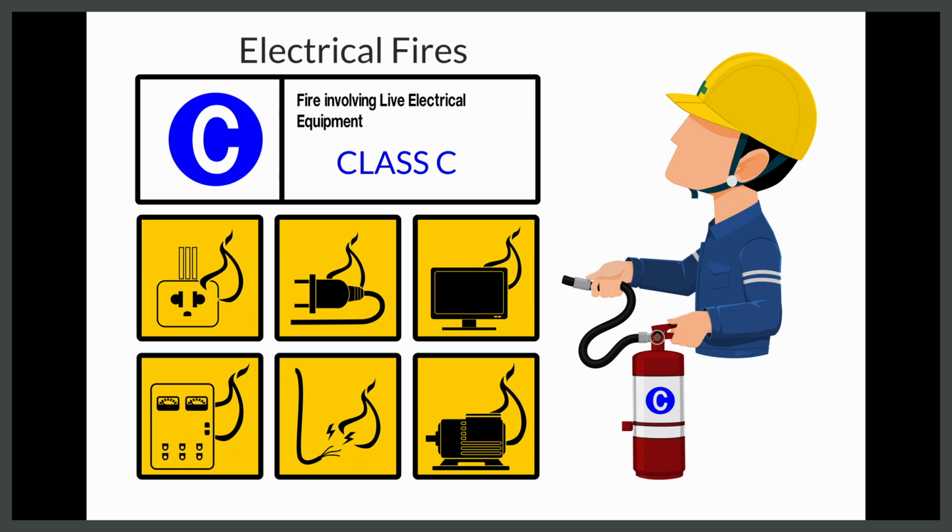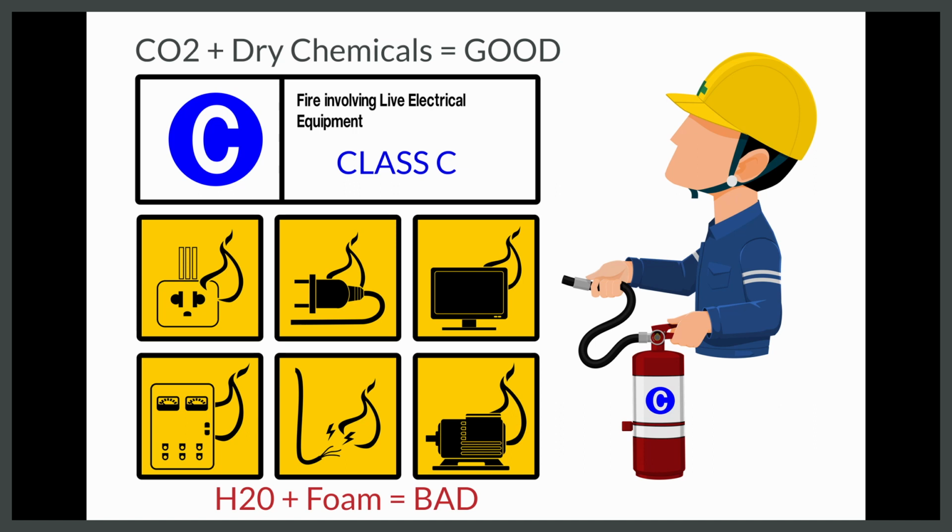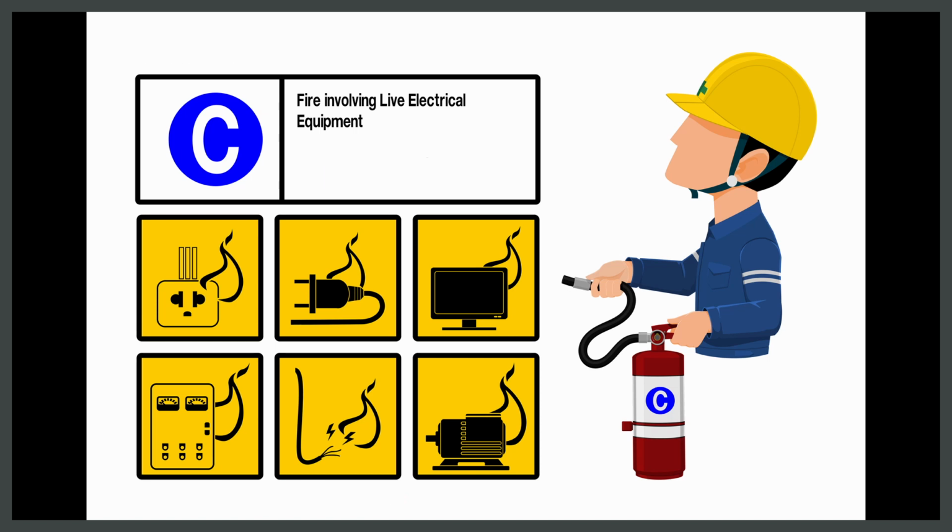Class C fire extinguishers combat electrical fires and have a specific pictogram. They use non-conductive agents like CO2 or dry chemicals, as water or foam risks electrocution due to water's conductivity. Recall their purpose with the mnemonic C equals current.